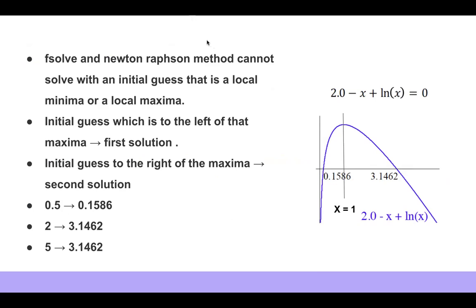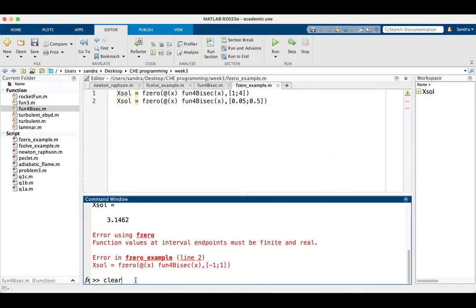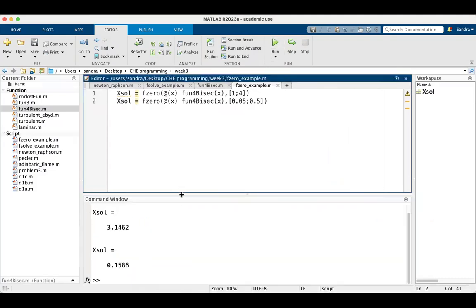0.05. Let me see that. Is the value correct? Yeah. 0.5 is here and 0.05. Let me try to do that. 0.05 and 0.5. Clear. CNC. Yeah. Now we've got the second solution.